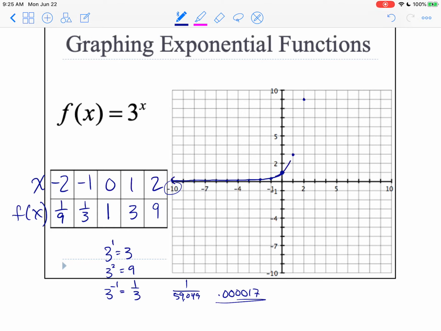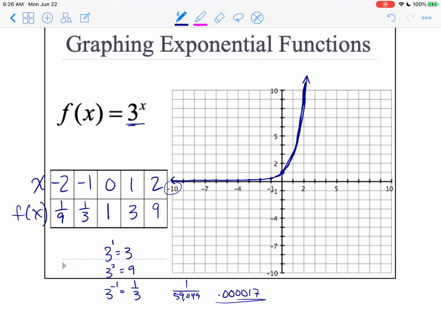I know the thickness of my pen sort of makes it look like we're touching it, and if you graph it on your calculator, it's going to look like it's also touching the x-axis on your calculator. But this is the basic shape of our exponential function.